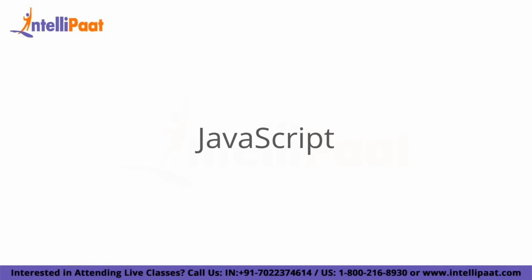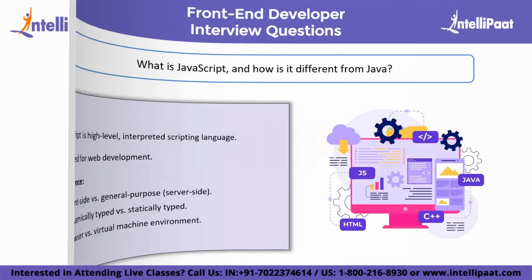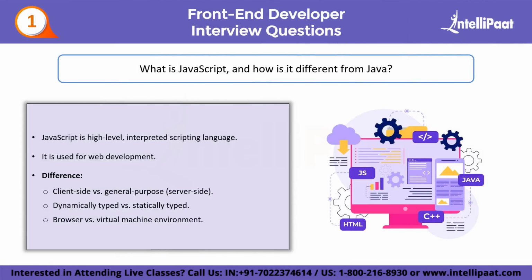Now let's look into some important JavaScript questions. Here our first question is, what is JavaScript and how is it different from Java? The answer to this question would be, JavaScript is a versatile programming language that runs in web browsers. It allows you to make web pages interactive and dynamic.